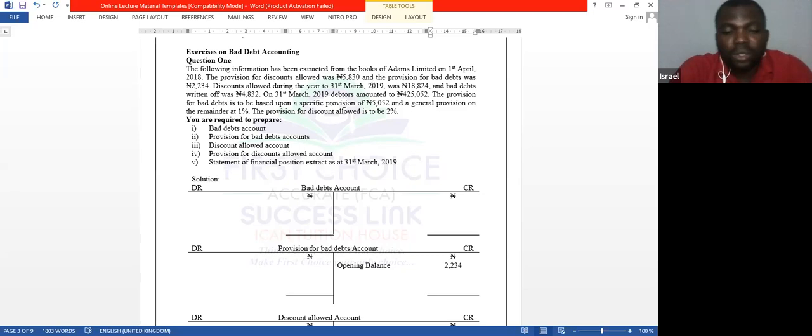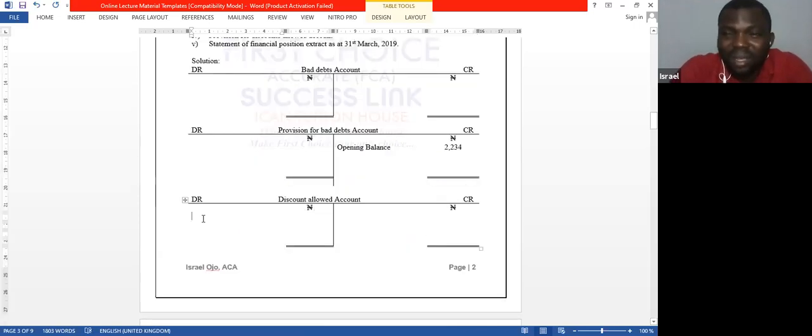So let's do that. Let's post. So we come down here. And what is the figure? The figure says 18,824. So we come down right here. We have discount allowed. Discount allowed is an expense account, so it has a debit entry. It's an expense account. So we have trade receivables. What is the amount? We have 18,824. That's the amount that we have.